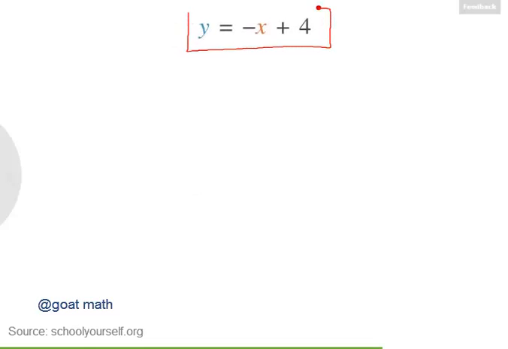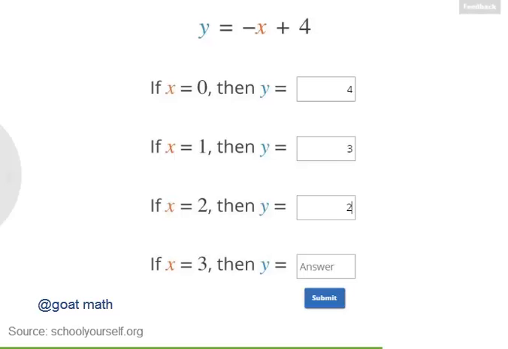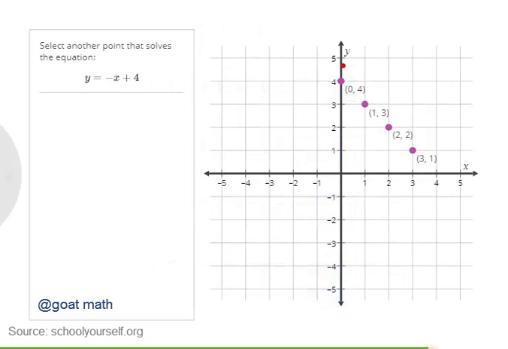Y equals negative x plus 4. For these values of x, find the corresponding values of y that solve this equation. And here's the graph of those x and y values you just found. It looks like the graph for this equation is also a line. Go ahead and plot another point on the graph for this equation. Pick any value for x, solve for y, and plot the coordinates you get.